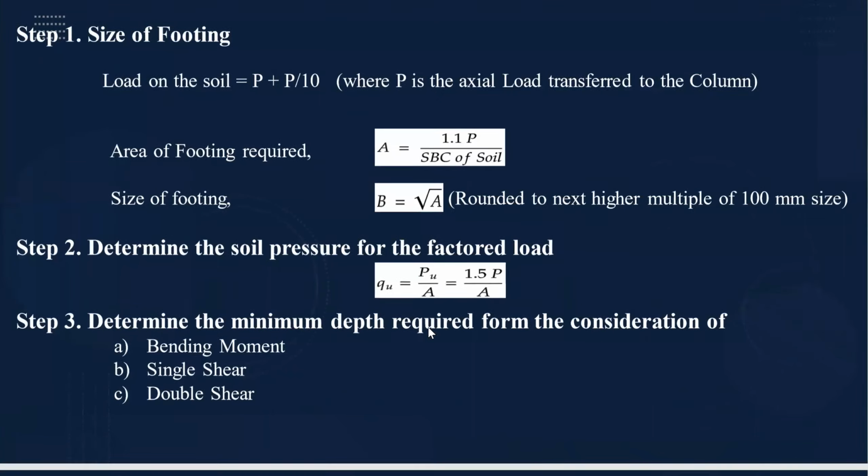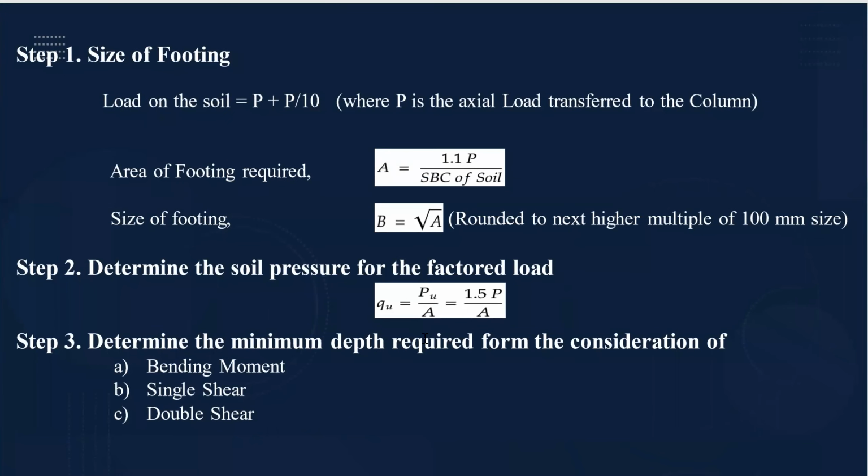Now, the first step is the size of the footing. As I have already said, the load on the soil is capital P plus P by 10, where P is nothing but the axial load transferred to the column. As I said, 10% of this load will be considered as the self weight. So the total load is P plus P by 10, or 1.1 times P.